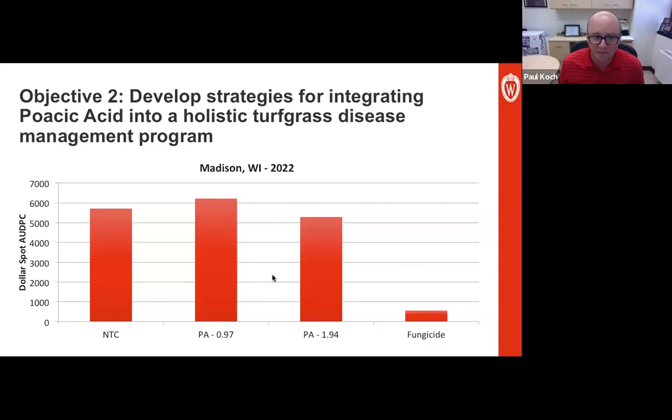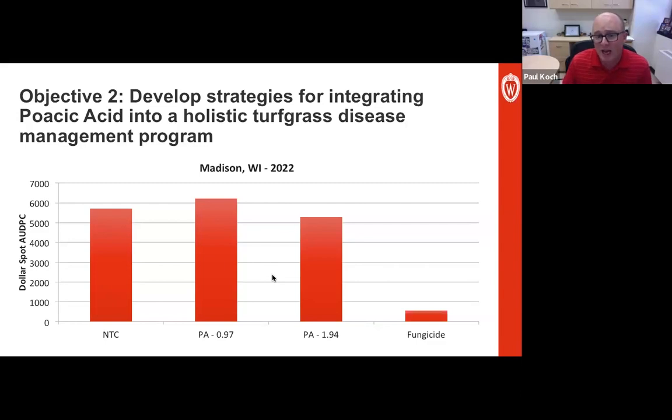On the y-axis, we have dollar spot AUDPC, which stands for area under the disease progress curve, which is basically just a summation of all the dollar spot that occurred over all of the rating dates. So we rated dollar spot every 2 weeks throughout the growing season from mid-May until early November. And AUDPC is just kind of a single summation of all those ratings for each one of these treatments.